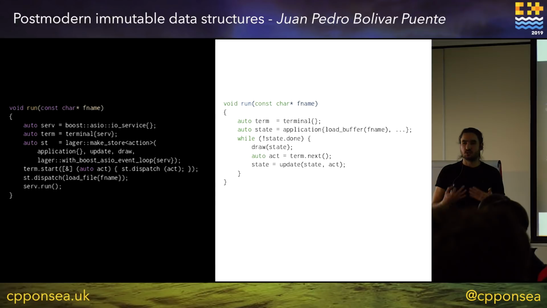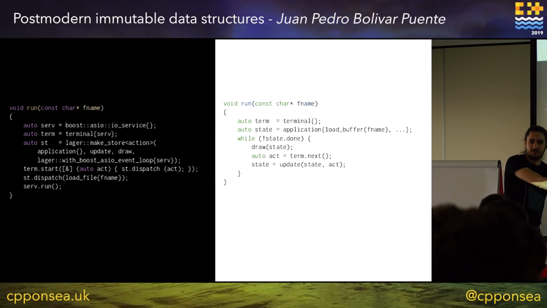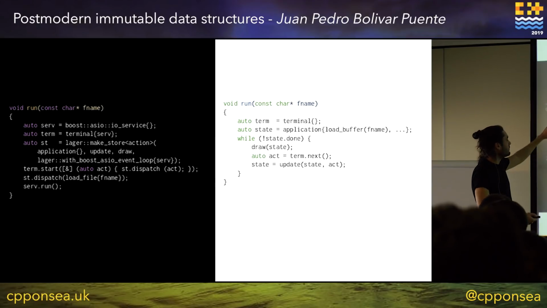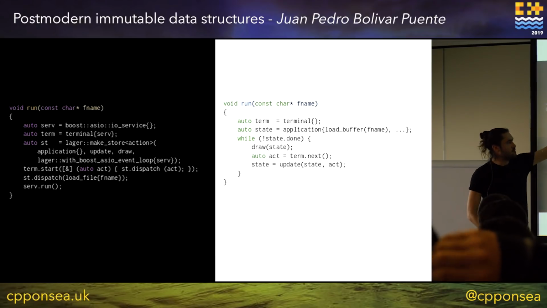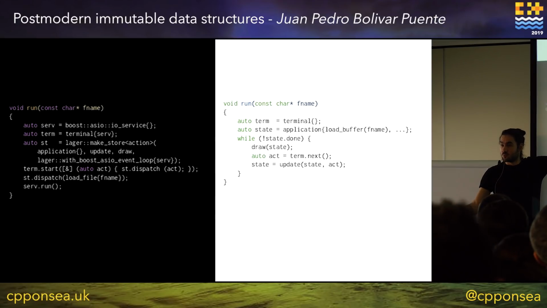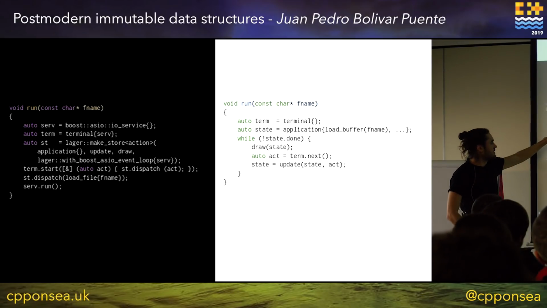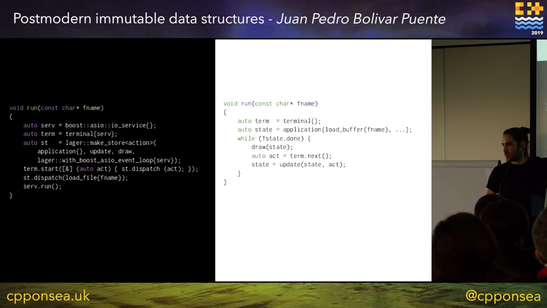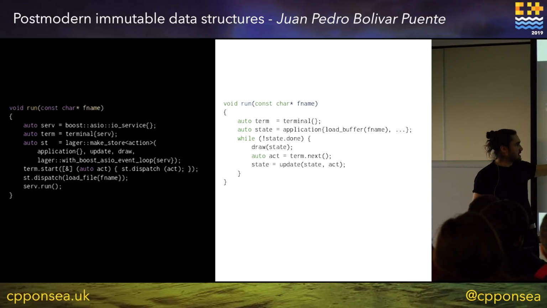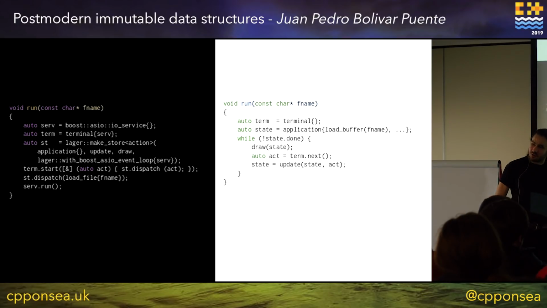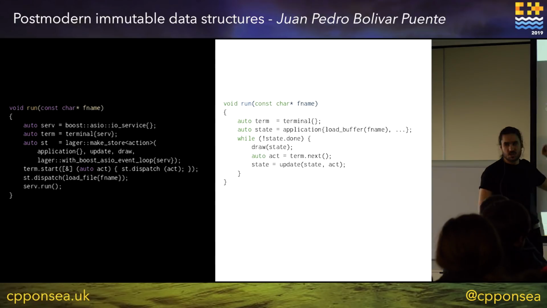So if you do Qt or GTK or any other GUI library, you have a run function, you deliver it to it, and then you have events that happen in this main loop. So here, in the first line, we have a Boost ASIO IO service. Because we're dealing with the terminal, we can read asynchronously from the terminal using a Boost IO service. To the terminal object, we pass the IO service, and then we have this call here called make store. To make store, we pass it the action type, the initial state of the application, the update function, the draw function, and we also tell it, in this case, with Boost ASIO event loop, that you want to use this event loop technology here. And this make store returns an object called the store.